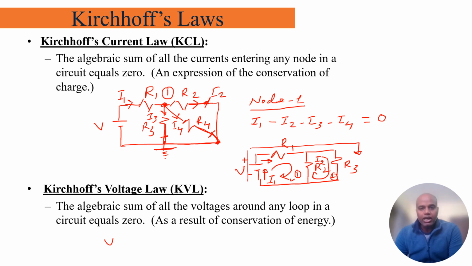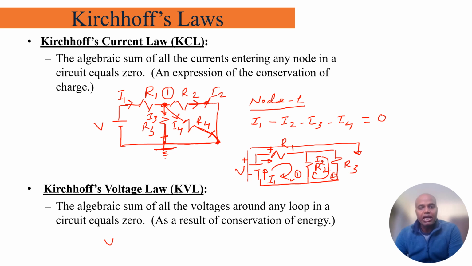You can assume any direction, either clockwise or anti-clockwise, but once you have taken the assumption, do not change it, otherwise all your equations will be incorrect. So once I have taken the direction, the I1 current is entering R1 like this. This point will be positive when the current is entering R1, and this point will be negative in terms of the voltage drop. So when the current is leaving, it leaves at the lower potential. When the current is entering, it enters at the higher potential.